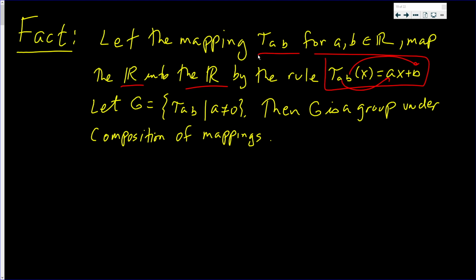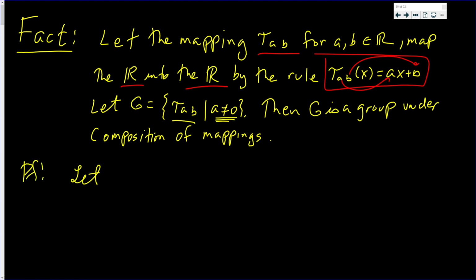But now they're giving us a subset of this mapping. G is the set of all tau sub a, b only if a is not 0. Just for the record, if a was 0, you would get 0 times x plus b, which is just b. So, given this subset G, we want to show that G is a group under composition of mappings.